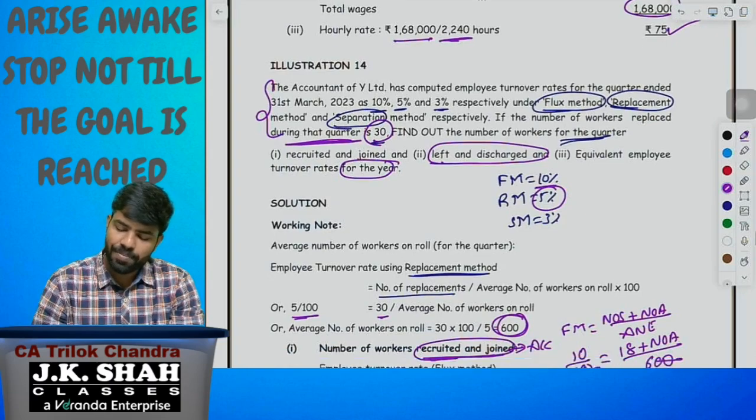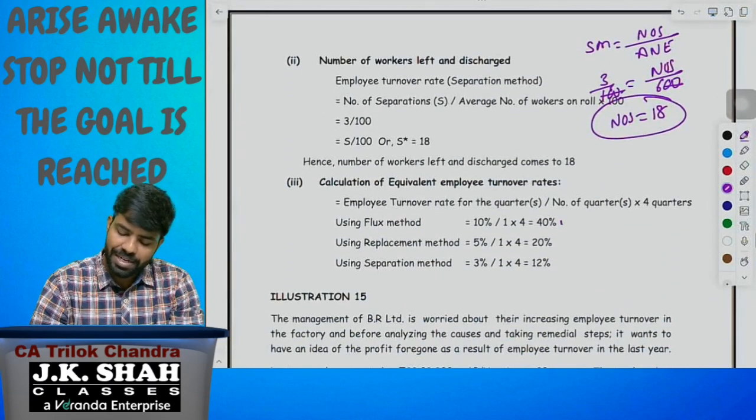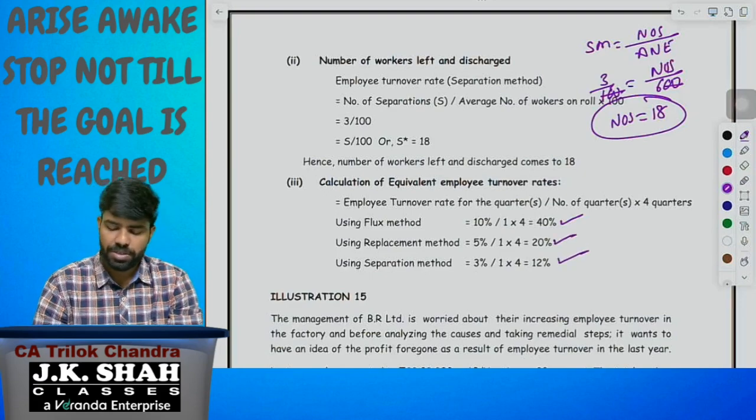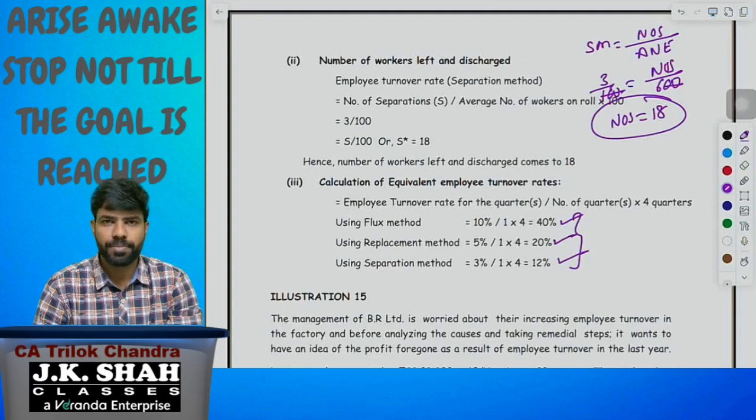10% is for the quarter. Now look here. For the year it is 40%, that is 10% into 4. 5% into 4 is 20%. 3% into 4 is 12%. So this is per annum. Okay, next.